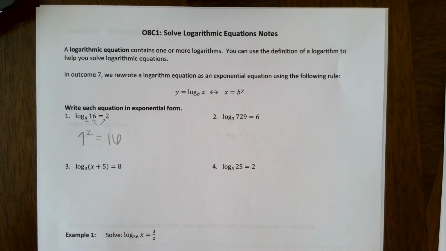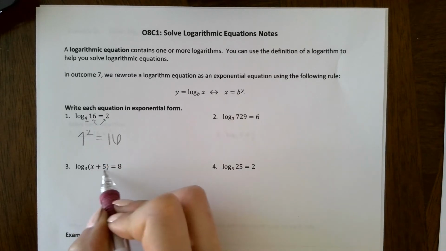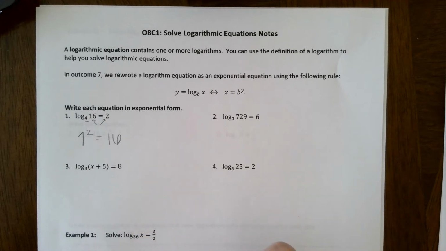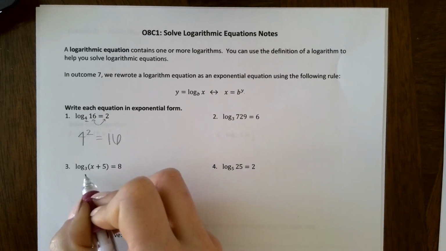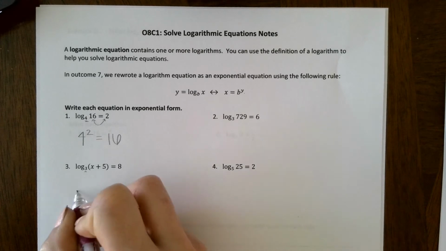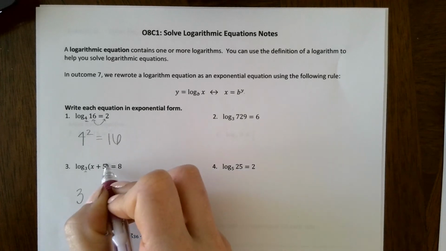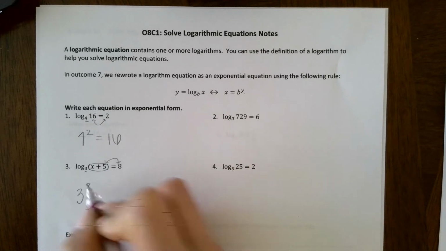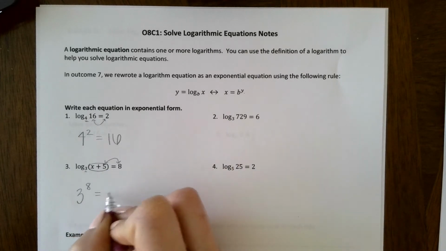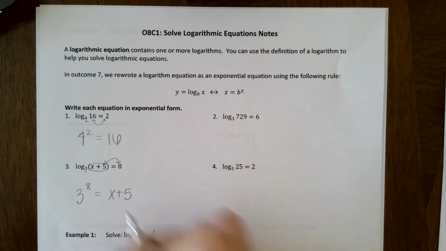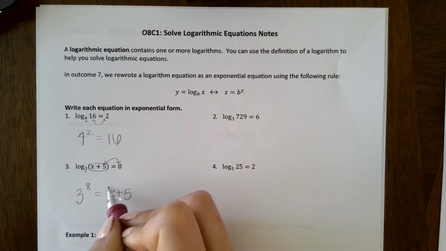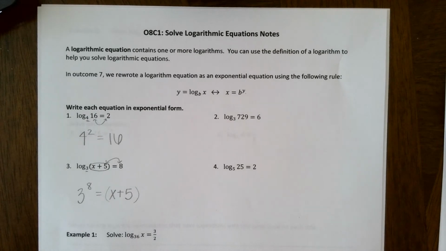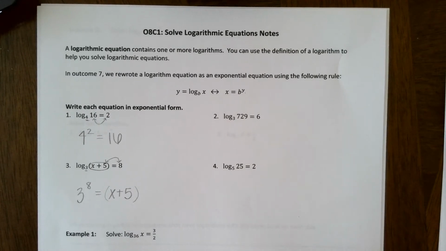Let's go ahead and look at number 3. I think number 3 looks trickier because it has those parentheses, but the process is going to be the same. So we'll start with finding our base, which is 3, and I'm going to write that. Then all of this in parentheses and the 8 are going to switch, so 8 becomes my exponent, and this is equal to x plus 5. You can keep the parentheses with the x plus 5. You could drop the parentheses. Either one would be okay. Go ahead and take a minute to try number 2 and number 4.